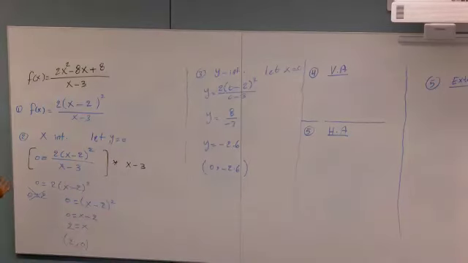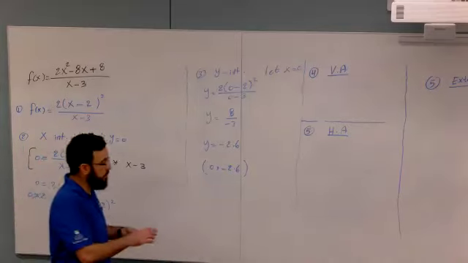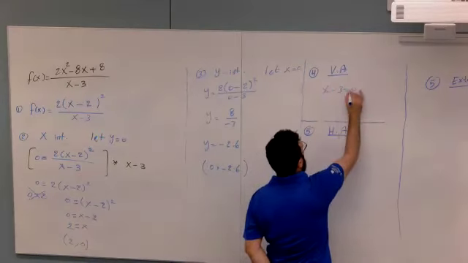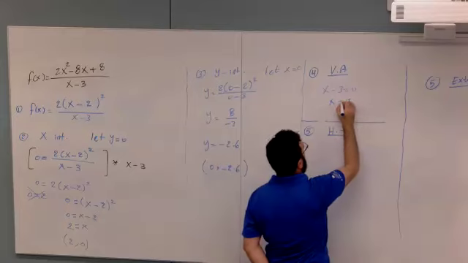Next step. Vertical asymptote. How are we gonna find the vertical asymptote? Here's the factor. So it's going to be what? The vertical asymptote, just x minus 3 equals 0. That means x equals 3.